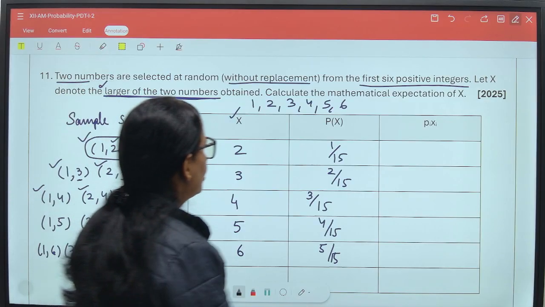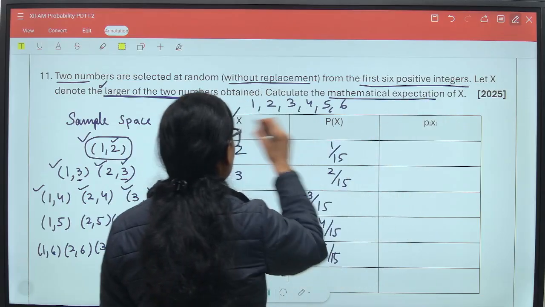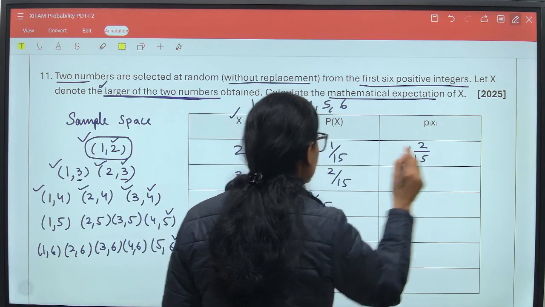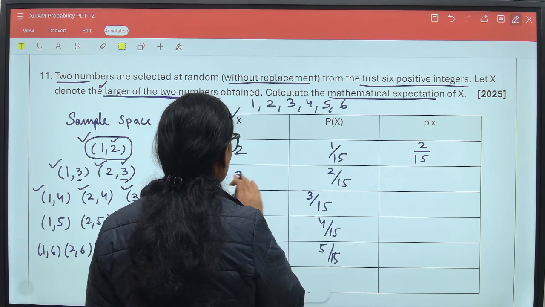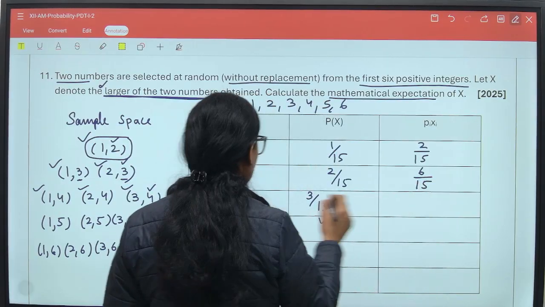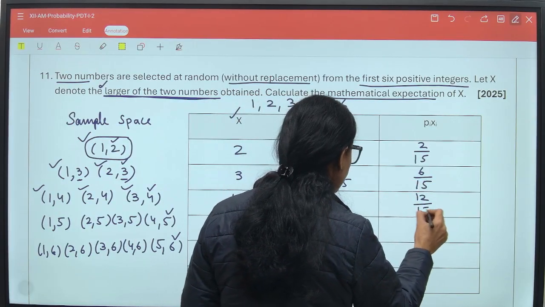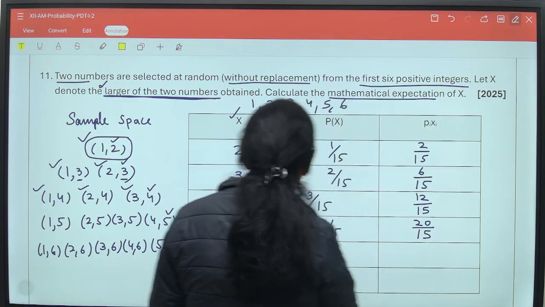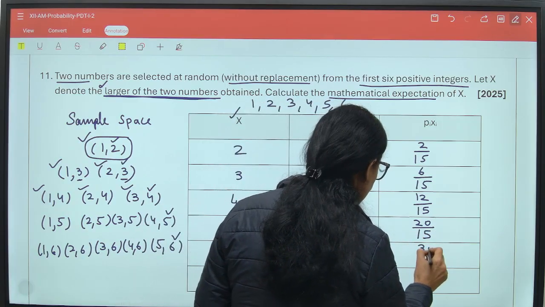Now because we want the mathematical expectation, let's find the product pi xi. So it becomes 2 by 15. Let the denominator be 15, it's easier to calculate. 3 2s are 6, 6 by 15. Then 4 3s are 12, 12 by 15. Next, 5 4s are 20, 20 by 15. 5 6s are 30, it is 30 by 15.